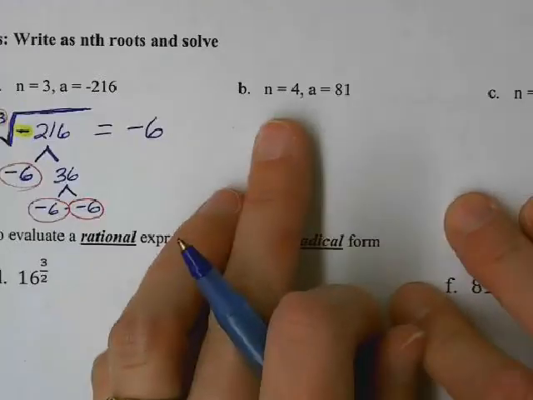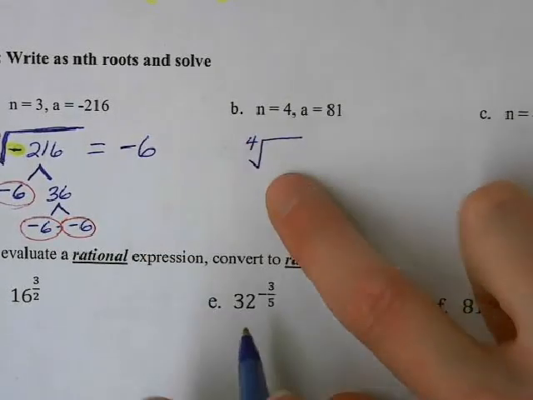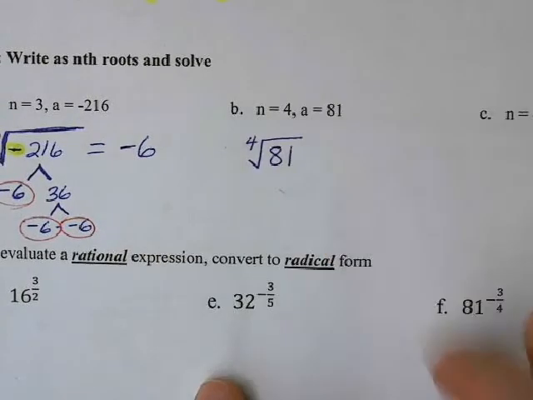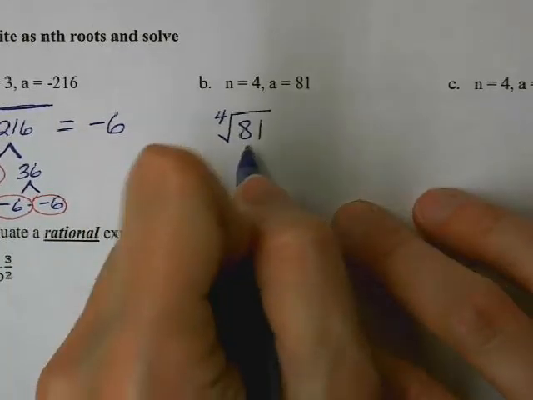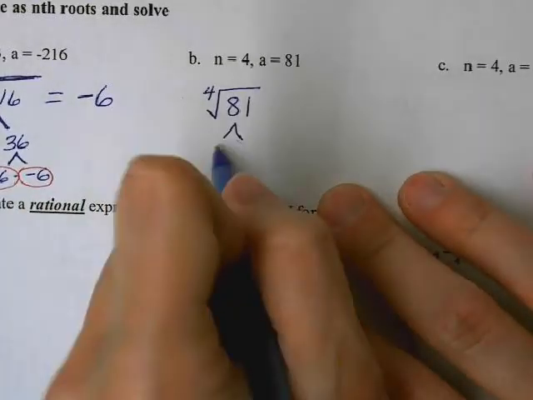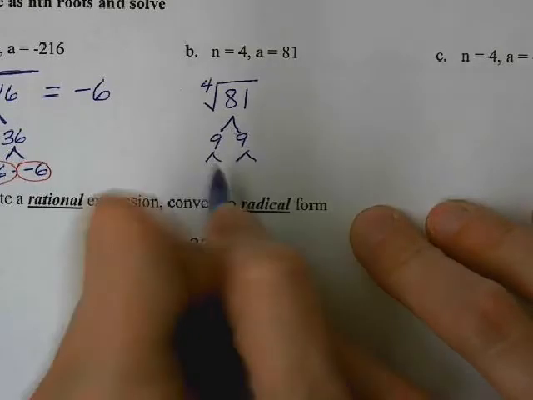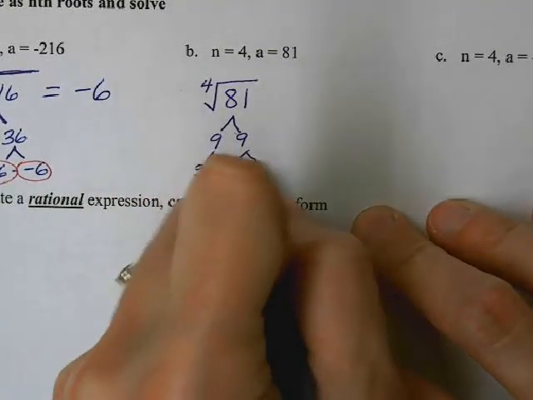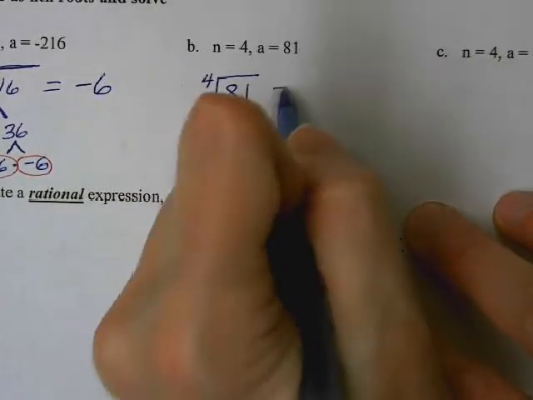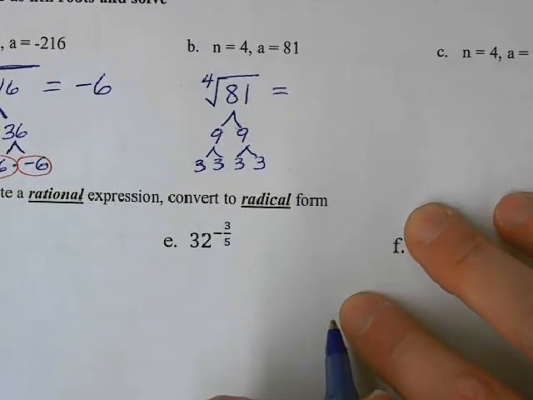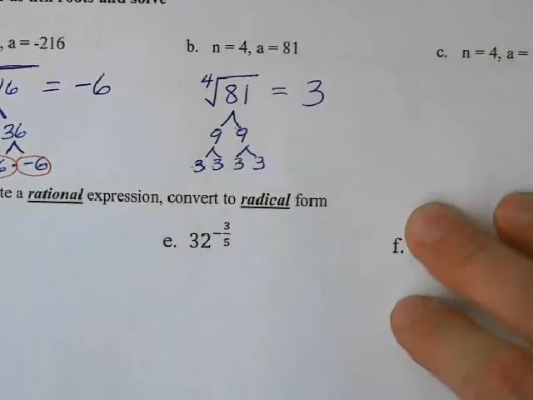Okay, now the next one has n is 4. So that would be a 4th root of 81. You're looking for 4 of something that makes 81. Well, the first thing I think of when I see 81 is 9 times 9. And then 9 is 3 times 3. So do you see how that would work? It takes 4 3s to make 81. See that? 1, 2, 3, 4. So the answer is what? 3. Yep, the answer is 3.